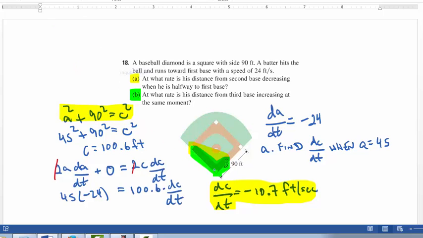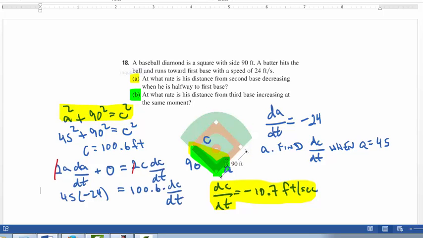This distance here from home to third is still 90 feet, right? Because all the distances are 90 feet because this is a square. And then again, you could still call this C and call this A. All right. Now the only difference in this part B is, and I'm not going to go through the whole calculation because you'll see how it's going to work.